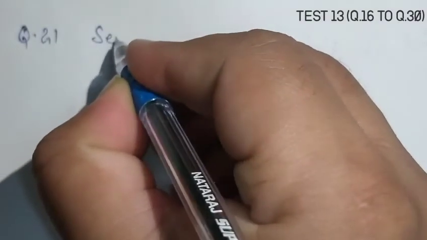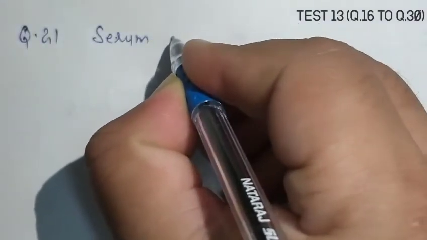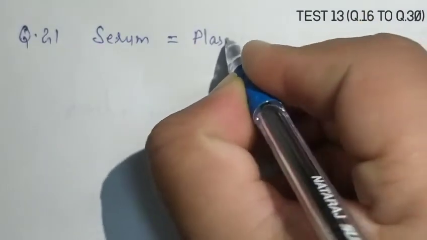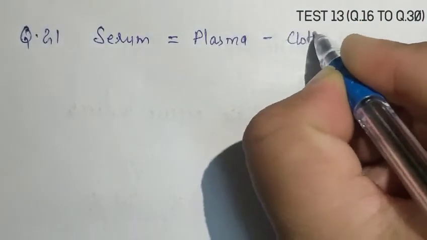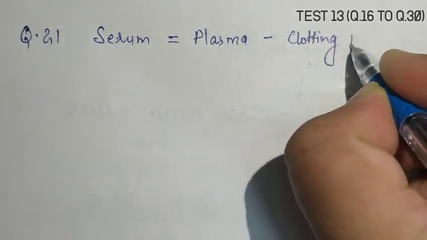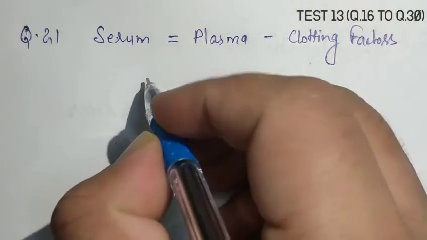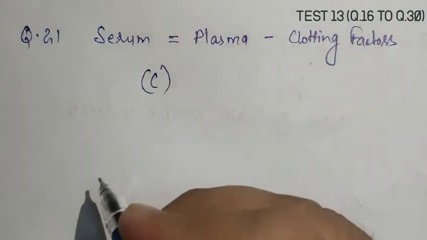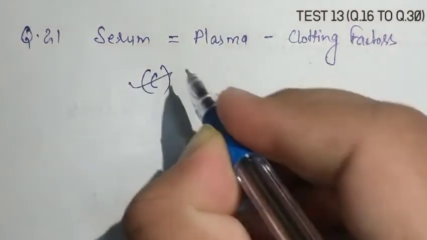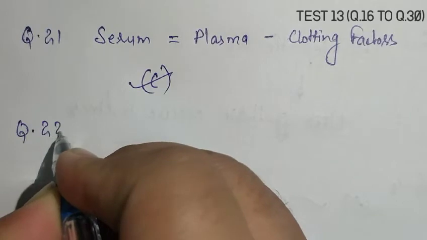Question number 21. Serum differs from blood in A. lacking globulins, B. lacking albumins, C. lacking clotting factors, or D. lacking antibodies. Serum is equal to plasma minus clotting factors. So the correct answer is C, lacking clotting factors.